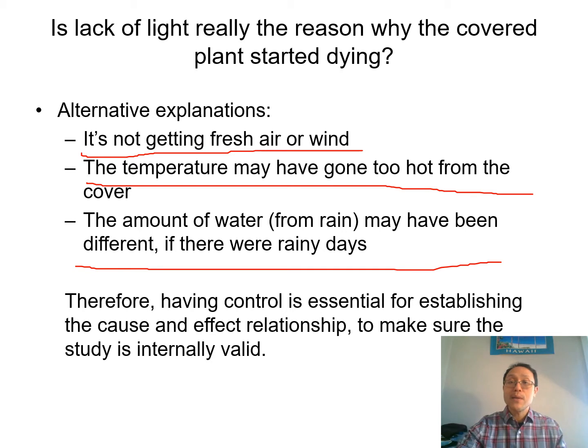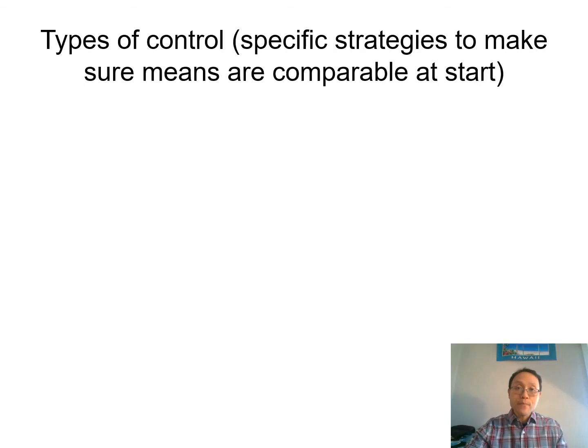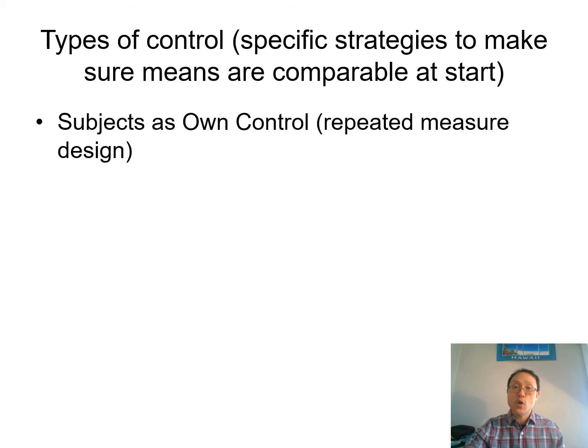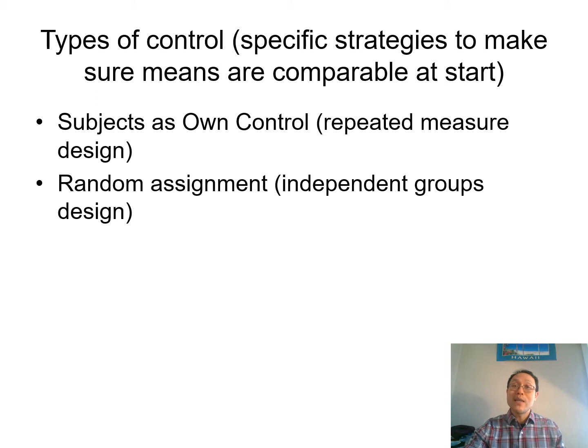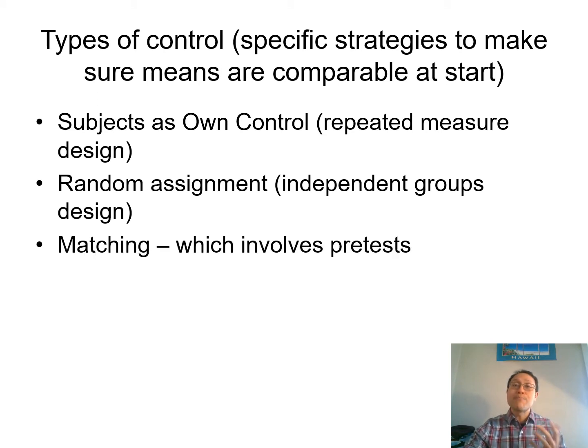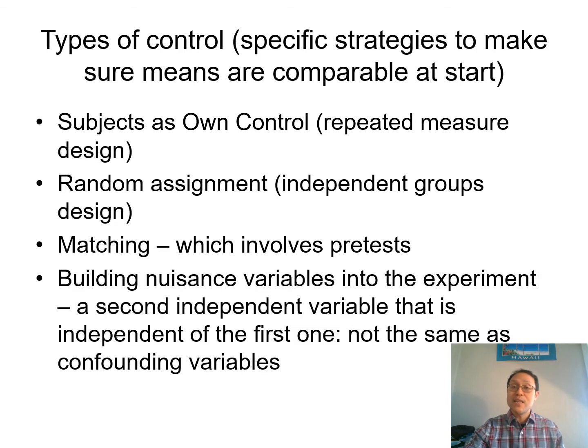Okay, so that's basically the gist. So the types of control, which are the specific strategies to make sure that the means are comparable at the start: you can use subjects as their own control, you can use random assignment, something we talked about last time, and then you can use matching, which involves previous tests. Okay, and another thing you can do is build nuisance variables into experiments.